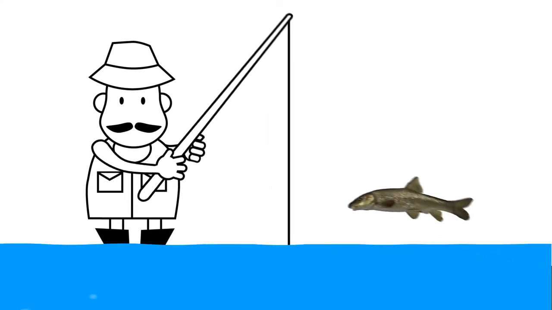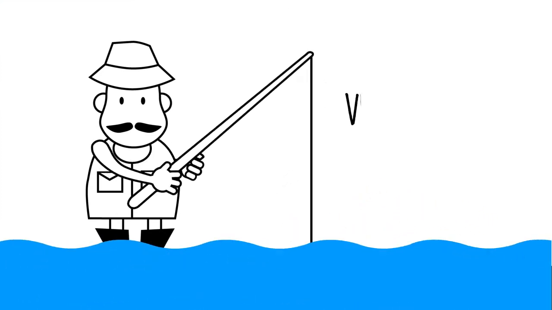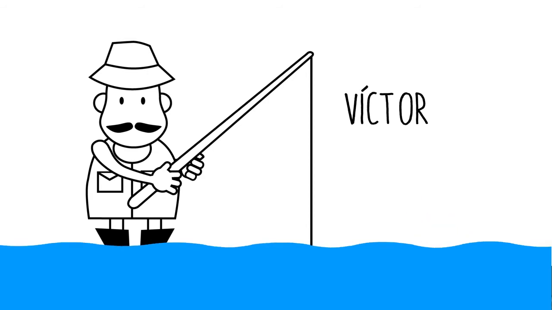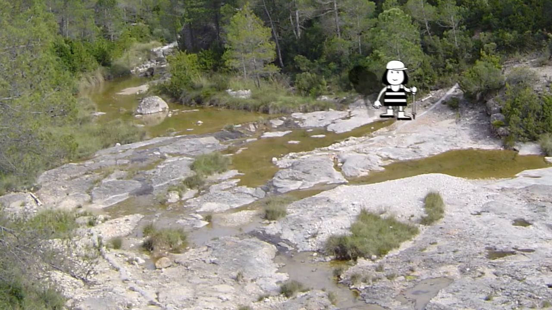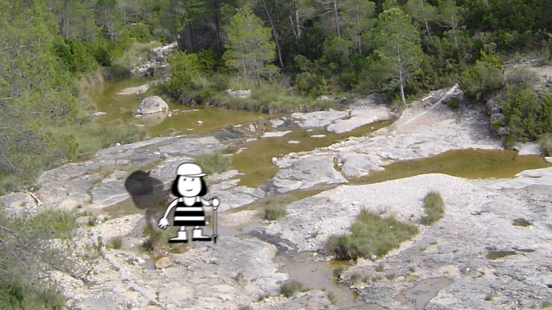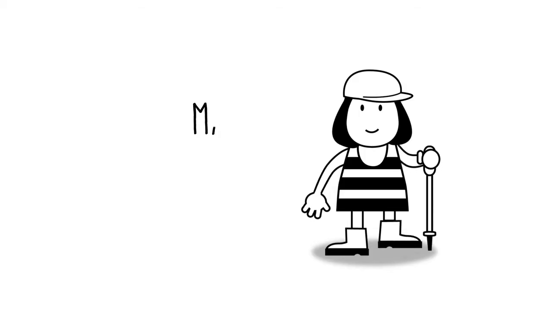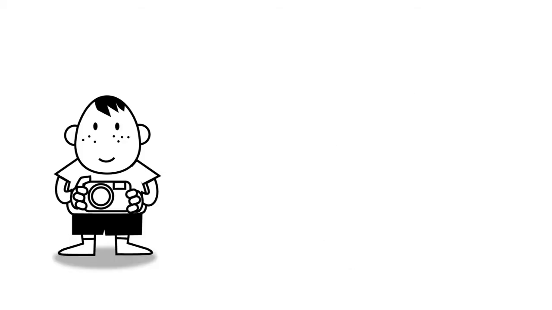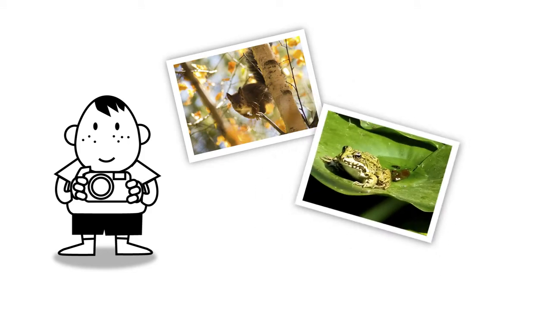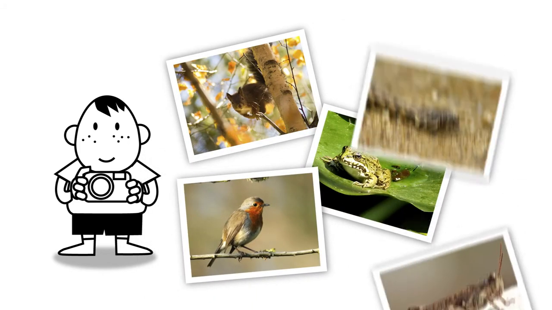Victor usually fishes on the river. He always practices catch and release in free areas. Marta's fond of nature. She really likes walking along riverbanks. Kim likes animals. He loves taking photos of them.